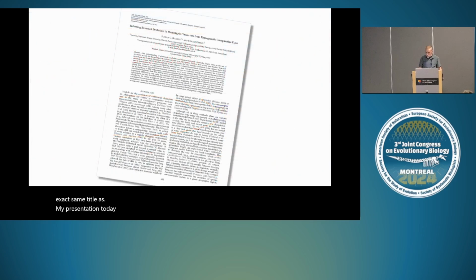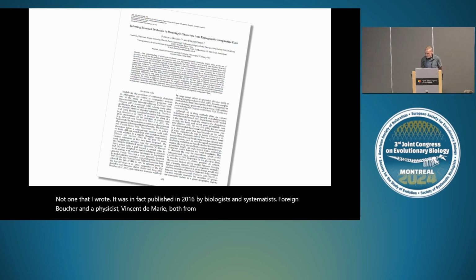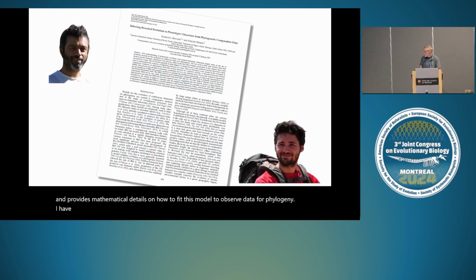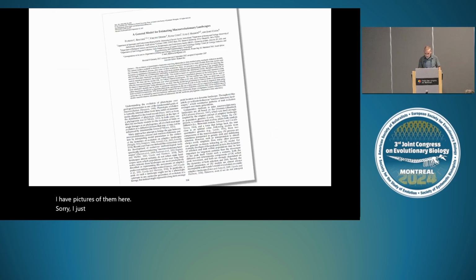And this paper is, unfortunately, not one that I wrote. It was, in fact, published in 2016 by biologist and systematist Florian Boucher and a physicist, Vincent Demery, both from France. The article describes a model for an evolutionary process. We could call it sort of Brownian motion with reflective bounds, and provides mathematical details on how to fit this model to observed data for a phylogeny. I have pictures of them here. Sorry, I just pulled those off the internet.